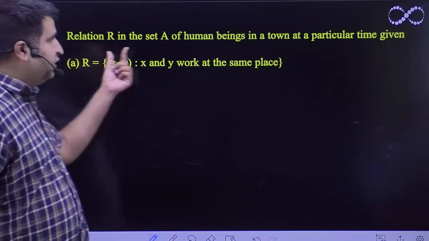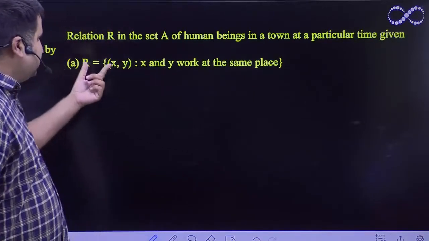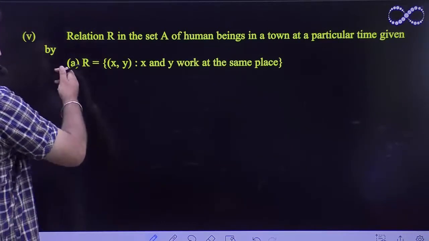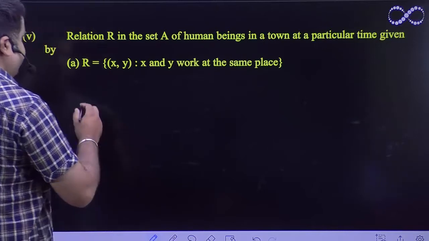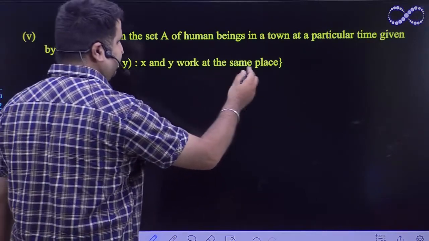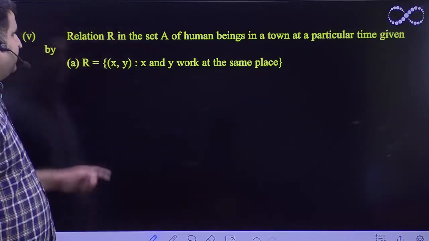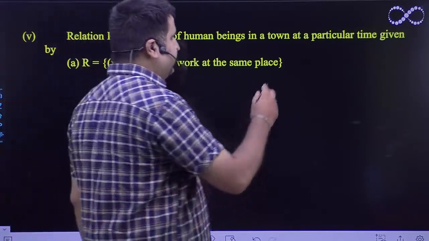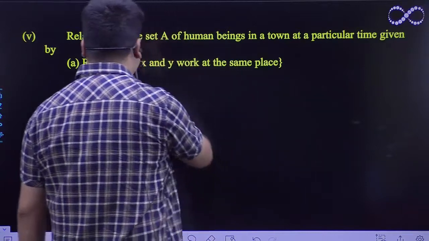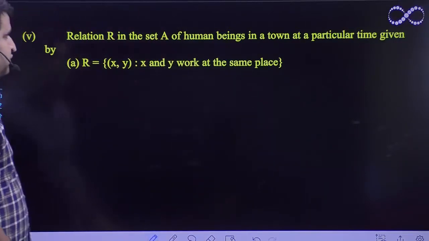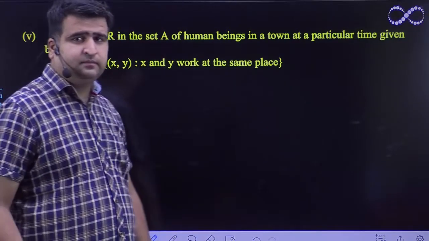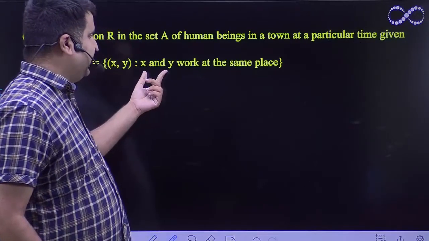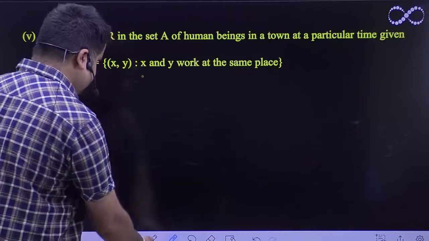So the fifth part of the first question has multiple subparts. So we'll see the first part in this. So A says X and Y work in the same place. Okay. So this is this relation in set A of human beings in a town at a particular time given by this. So we have a set A of human beings, normal people. Now we have a relation that X and Y work at the same place.